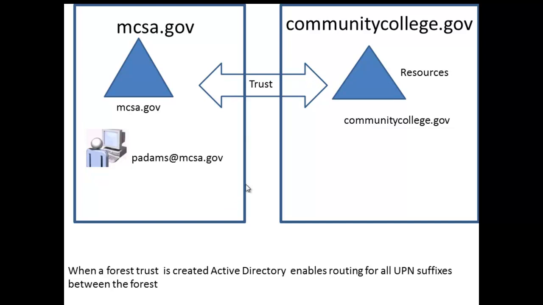When the forest trust is created, Active Directory will enable routing for all UPN suffixes between the forests, so that the users in mcsa.gov will be able to access resources in the communitycollege.gov forest, and the communitycollege.gov forest users will be able to access resources in the mcsa.gov forest.